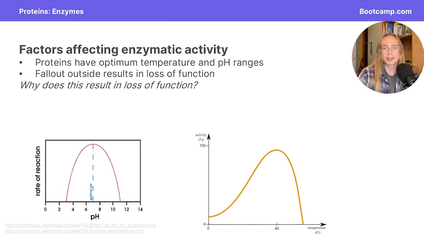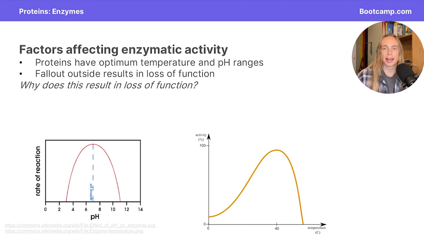If we look at this image on the right, we see that this enzyme has an optimal temperature at around 39 degrees, which is about body temperature. If we decrease in temperature, we notice the rate of reaction slowly decreases, but if we move to the right and increase our temperature, we notice the reaction rate falls off really rapidly.